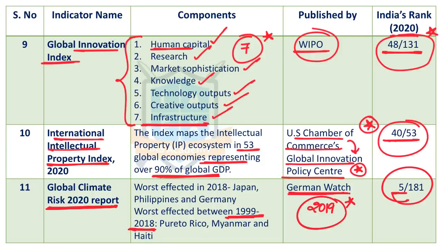The worst affected countries in 2018. So in 2019 they released this, but they have calculated the data of 2018. That's why. Worst affected countries in 2018 are Japan, Philippines and Germany, top 3. Worst affected countries between 1999 to 2018 are Puerto Rico, Myanmar and Haiti. Very important. India is at 5th position.